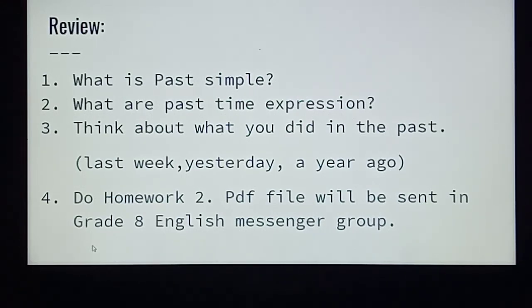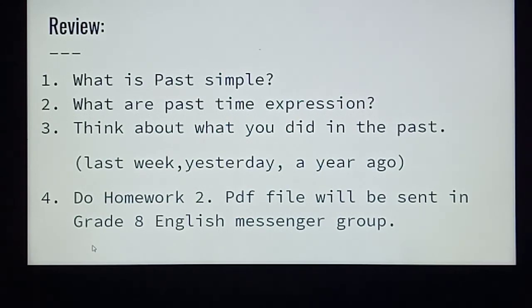For number 4, do homework number 2. A PDF file will be sent in the grade 8 English Messenger group. Again, please do homework number 2.